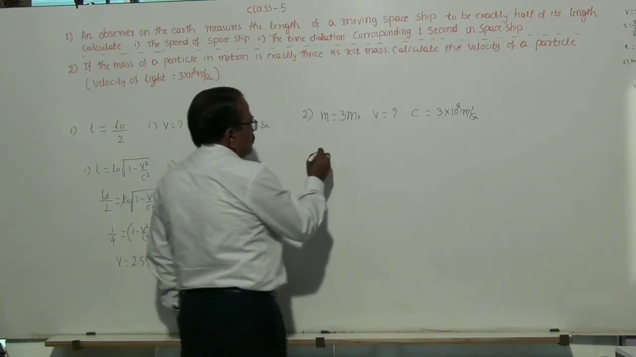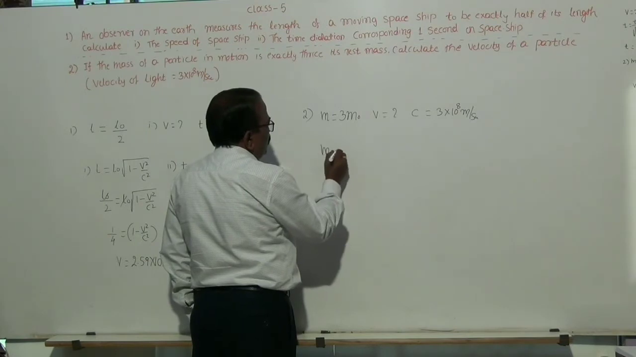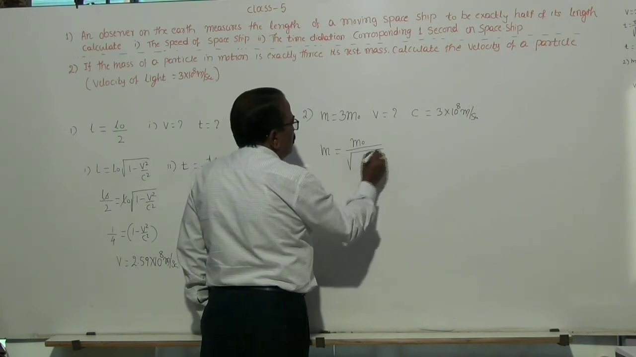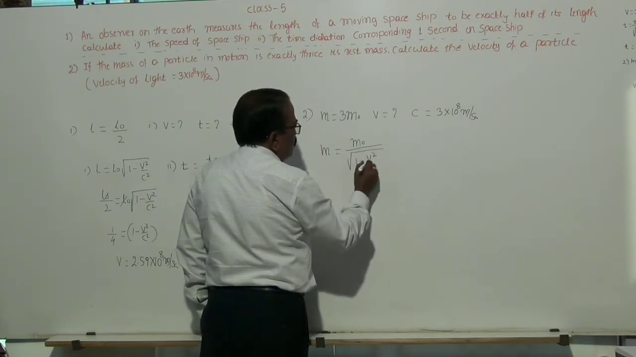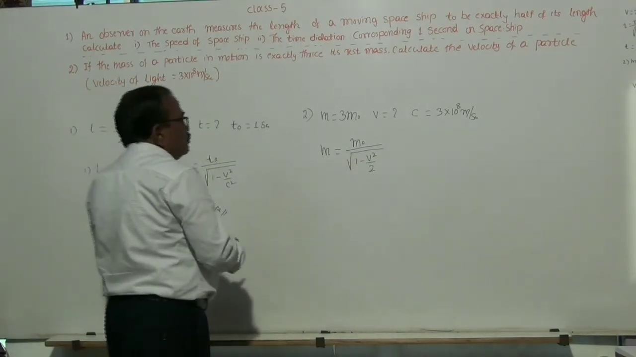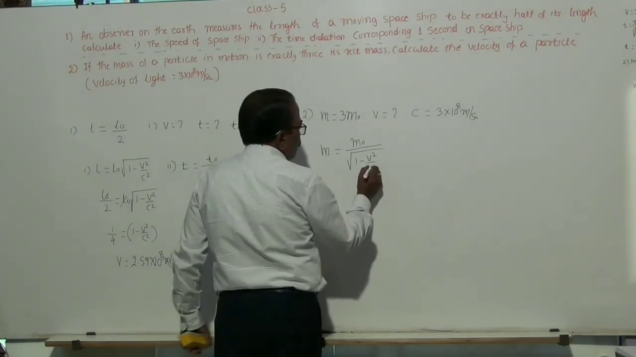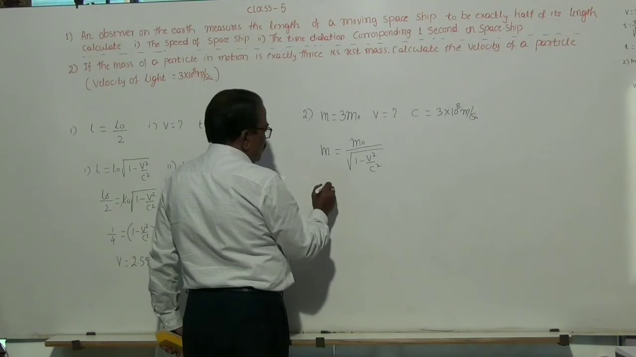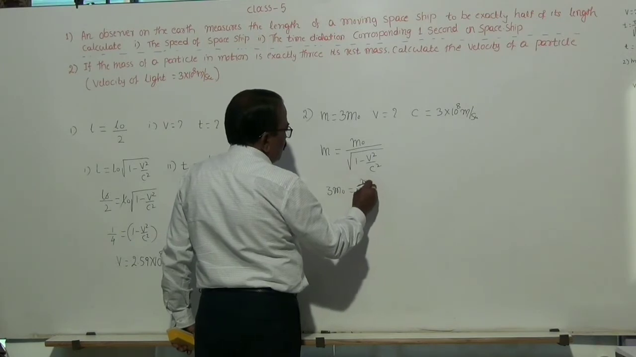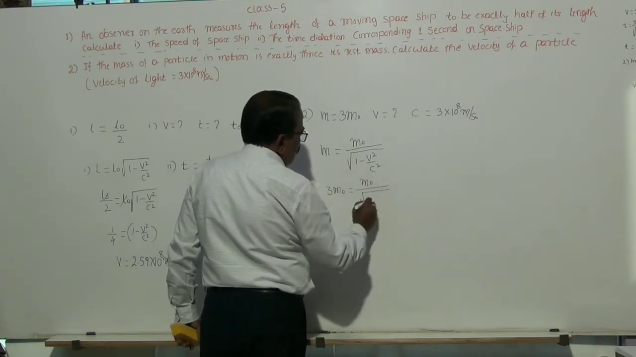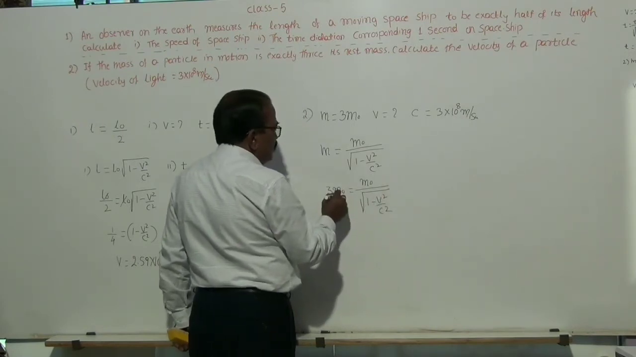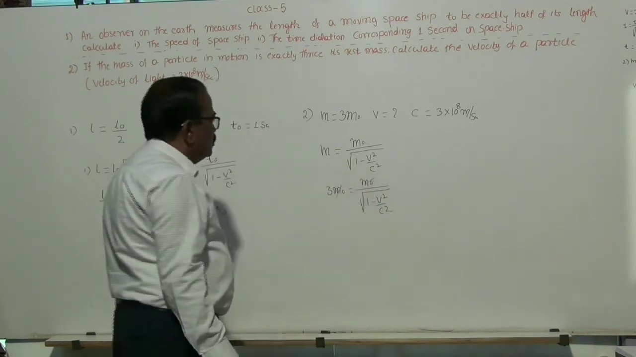Then you have to use this relativistic mass formula. This is m is equal to m naught upon square root of 1 minus V square by C square. Then m is given, it is 3 m naught, equal to m naught upon square root of 1 minus V square by C square. M naught cancels. What remains?